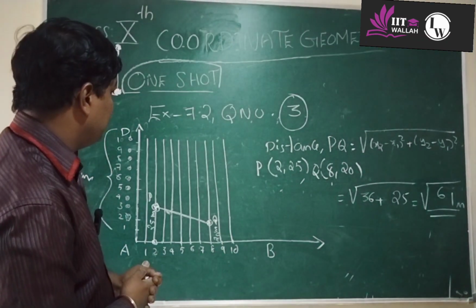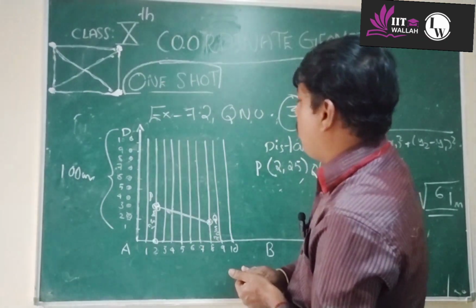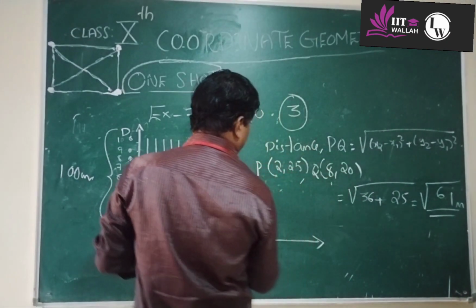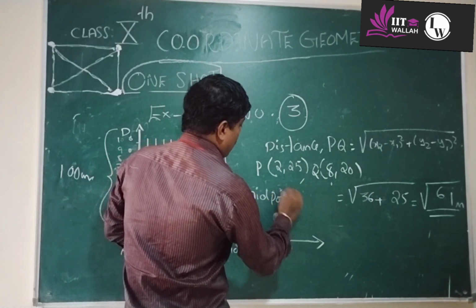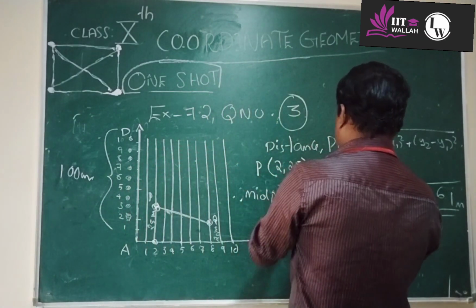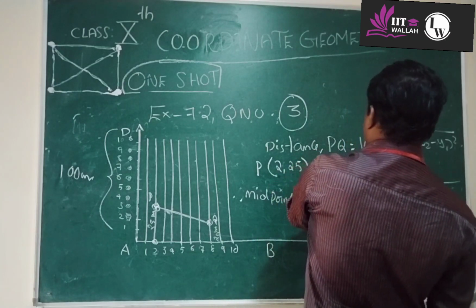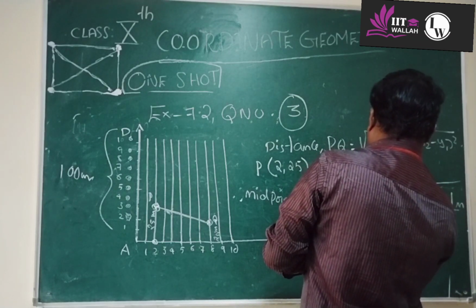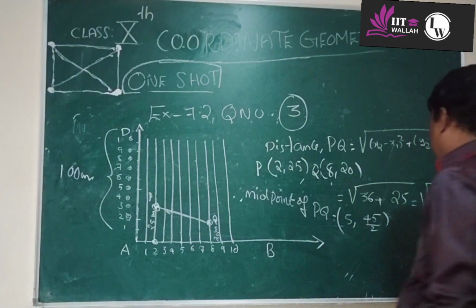Now what they are asking? They are asking one girl should post a flag in between, in the midpoint of this. So the midpoint of PQ. Therefore, midpoint of PQ is x1 plus x2 by 2. This plus this, 8 plus 2, 10 by 2, 5. And y1 plus y2 by 2. That means 45 by 2. These are the coordinates.